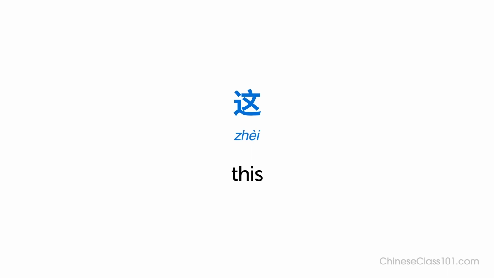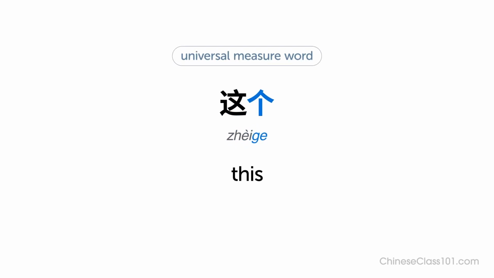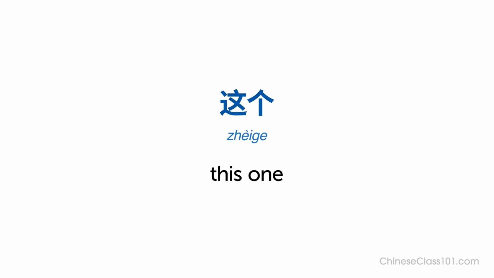Pronunciation note. 这 can be pronounced as 这 or 这, and one is more common in everyday speech. Next is 个, which is a universal measure word. Together, 这个 means this one or this. While 这个 can translate as this one or this, for this lesson we'll use this.